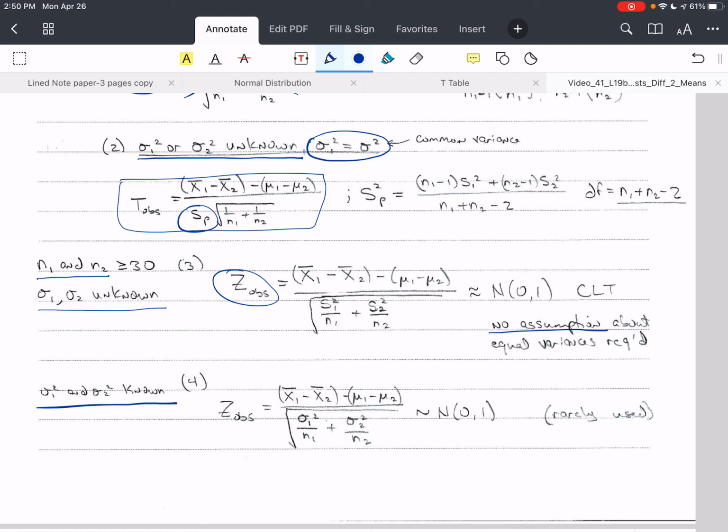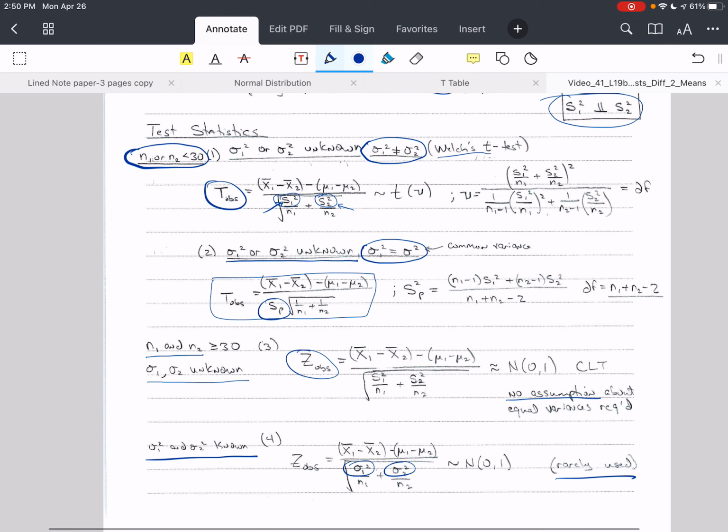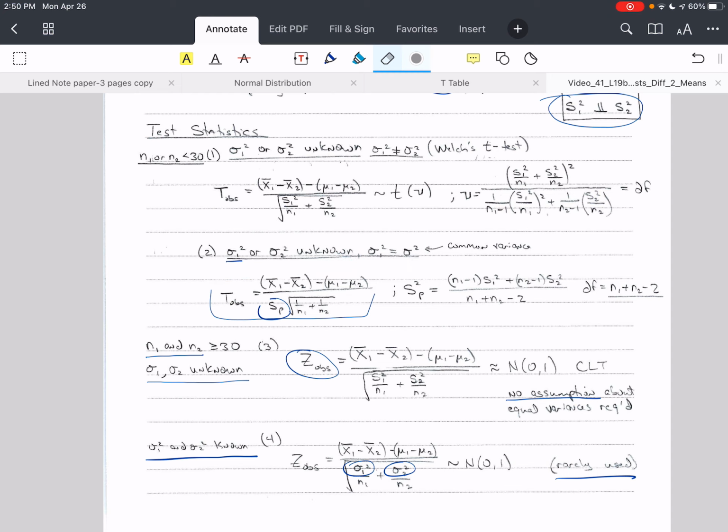So if we know sigma 1 and sigma 2, then we can use this version of z, and it's the same, except instead of S1 and S2, we have sigma 1 and sigma 2. This is rarely used because we rarely know the population standard deviations without knowing the population means. Okay? It's rare. So those are our 4 different test statistics that we can use in this section. I hope you'll write them down and put them on a formula sheet. Same way I hope you wrote down the confidence intervals and tests for one mean so that you can find these easily. Okay.